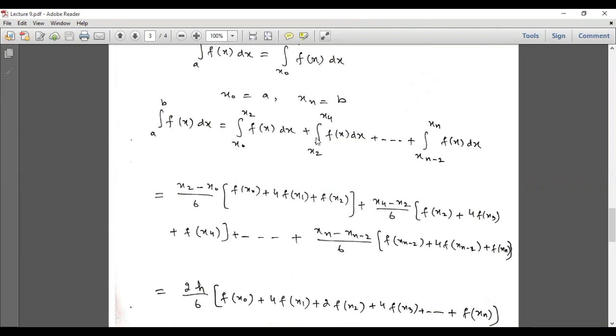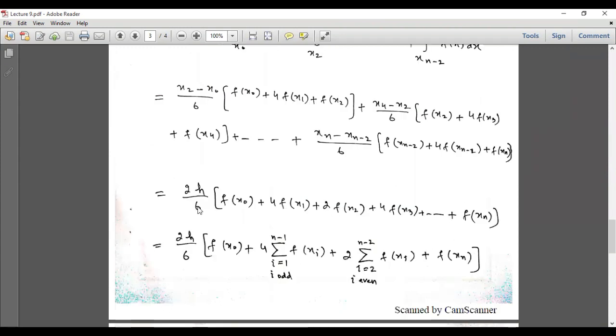Again, here we will have h by 3, and here again we will have h by 3. So we can take that h by 3 as common, or 2h by 6 as common, and we can add all these terms in the bracket. So it will be f of x naught plus 4 f of x1 plus f of x2 again plus f of x2. So it will be 2f of x2 plus 4f of x3 plus 2f of x4 plus so on.